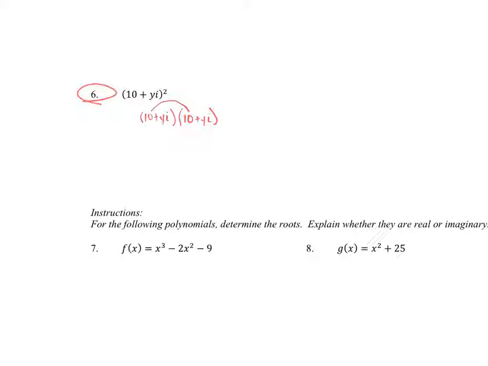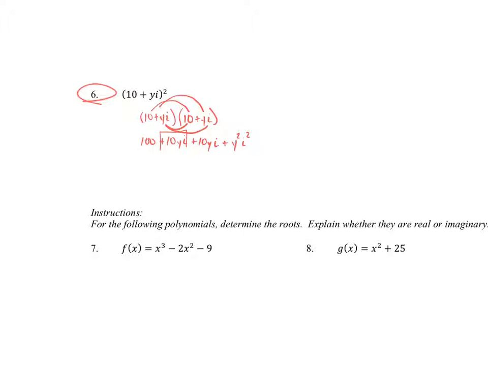So we'll FOIL. 10 times 10 is 100. 10 times yi is 10 yi. Yi times 10 is another 10 yi. And yi times yi is yi squared, or y squared times I squared. Because remember, you have to square both those things. Now I'm going to simplify this as much as possible.